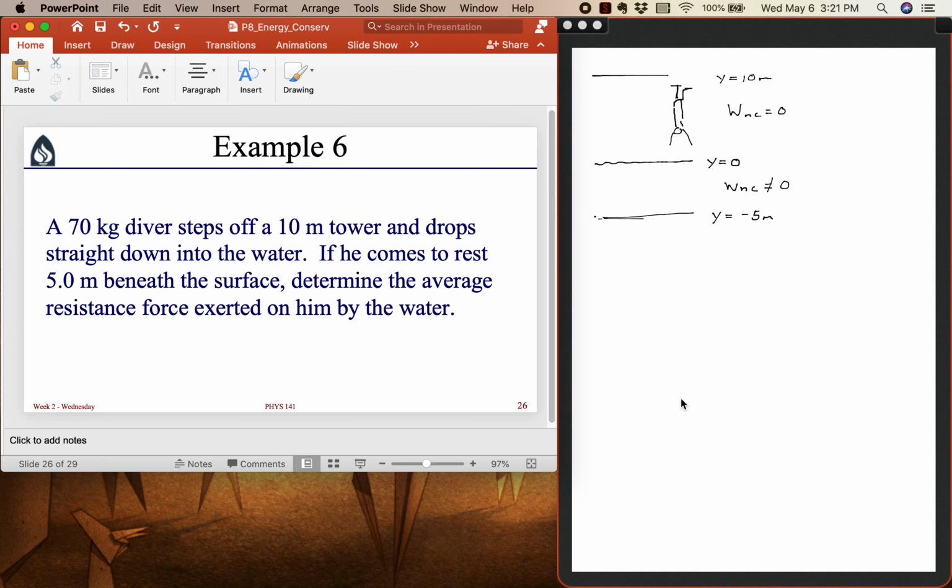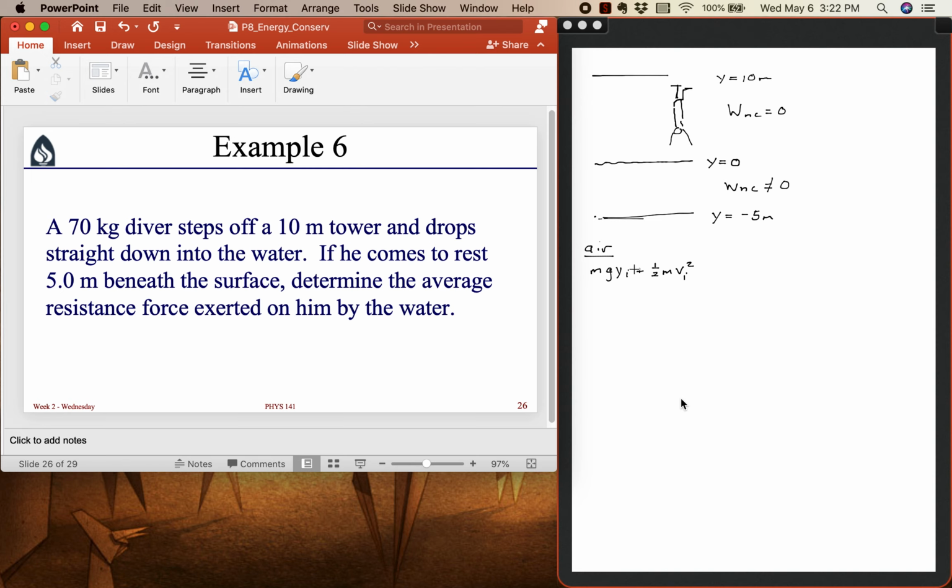So first, let's look at the air part of this problem, where the diver is flying through the air. Here, the work done by non-conservative forces is 0. We can conserve total mechanical energy. So we can write down all the different types of mechanical energy. We have mgy initial, the initial gravitational potential energy. There aren't any springs here, so I don't have to worry about spring potential energy. Plus the kinetic energy, 1/2 mv initial squared.